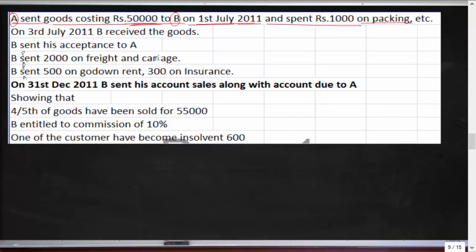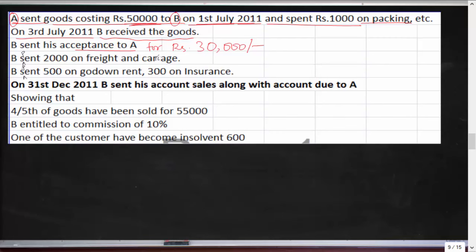So A, apart from sending goods, also incurred 1000 on packing. On 3rd July 2011, B received the goods. So transit time was 2 days. B sent his acceptance to A. Let me just complete it, for 30,000, for rupees 30,000, that was missing here. So B sent his acceptance to A for 30,000. It means the balance he should pay.